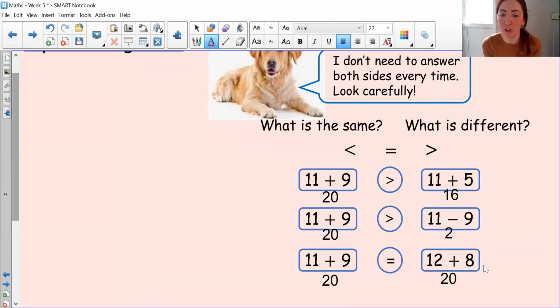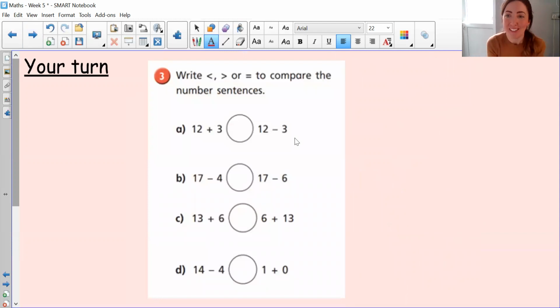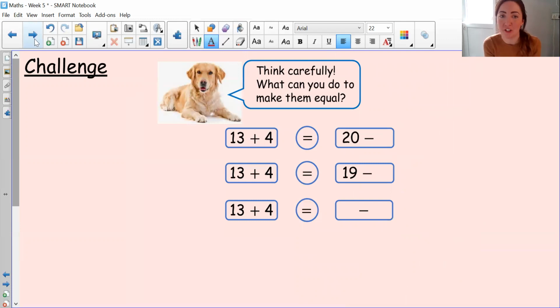So I knew that one just because I knew that 1 add 9 is number 1 to 10 and 2 add 8 is number 1 to 10. So similar questions for you to work out now. So do see if you can work them out straight away just by looking at the numbers before calculating, but then calculate it to check as well. And then we have a challenge. Stevie says, think carefully. What can you do to make them equal?